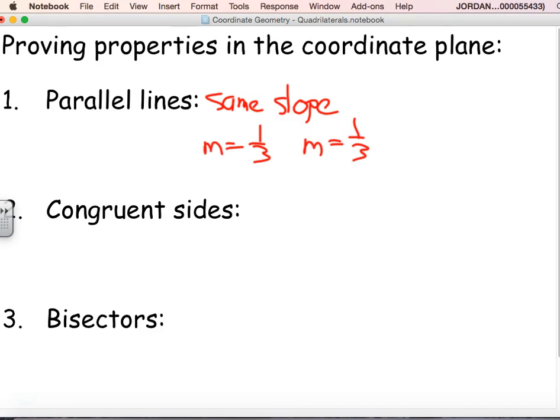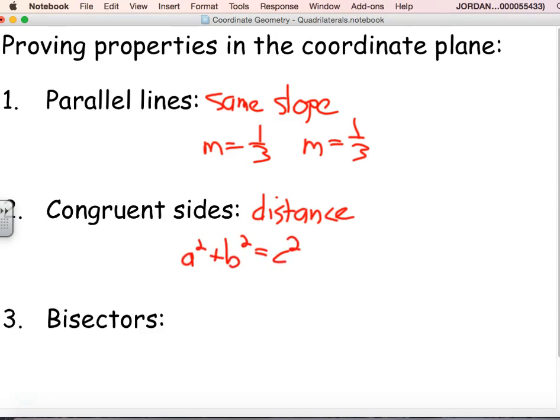All right, second is congruent sides. So in order to figure out sides that are congruent, you're going to need to remember how to find the distance between 2 points. Okay, so we've got to be able to figure out the slopes. We've got to be able to figure out distance. Remember, with distance, you can use distance formula, or an easier thing to do is just count and use Pythagorean theorem to find the distances of the sides.